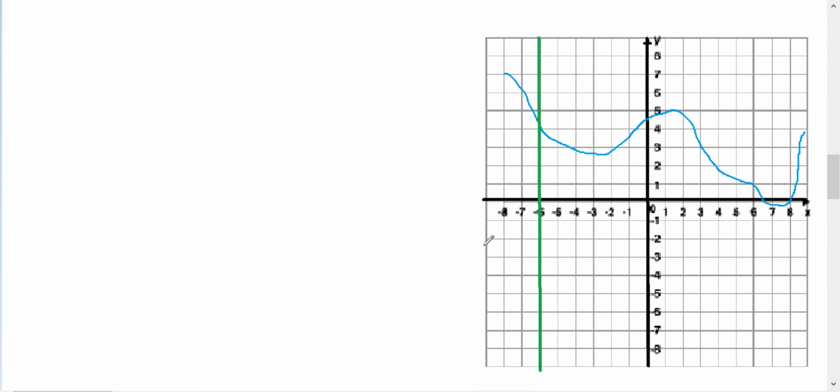Okay, here's a couple more. The blue line here represents a function because it passes the vertical line test. As I draw a straight line, it looks a little suspect here, but I assure you that this line has different y values as we go.